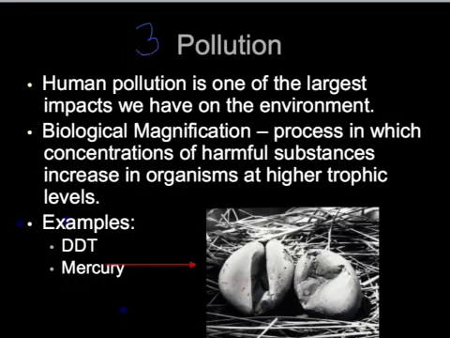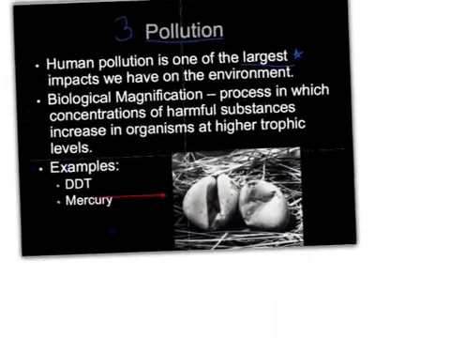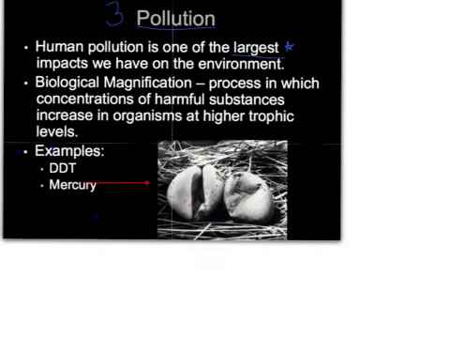toxic substances to the food chain, food web, biome, that type of thing. And that is in the form of pollution. Human pollution is one of the largest impacts we have on the environment. So put a star back on it. This is kind of the biggest piece of it. So we're going to talk about a couple of different things involved with pollution.